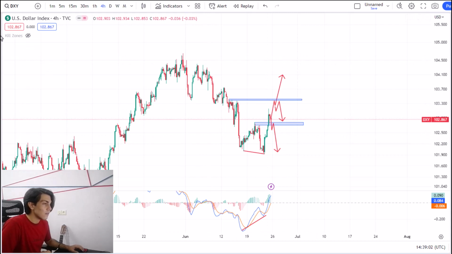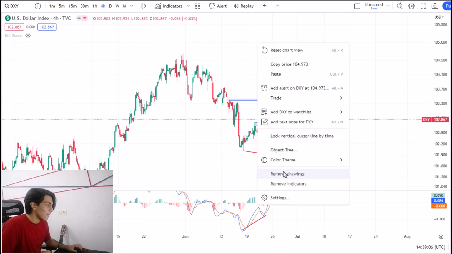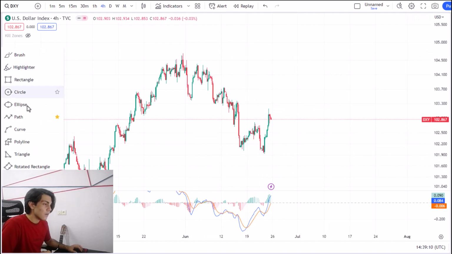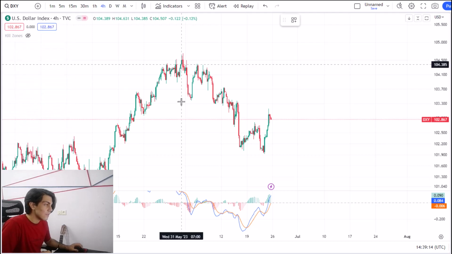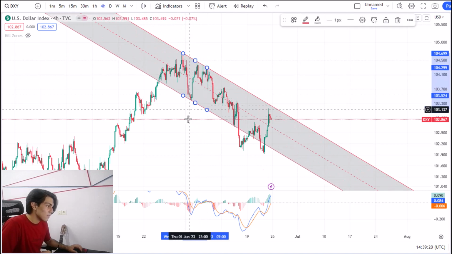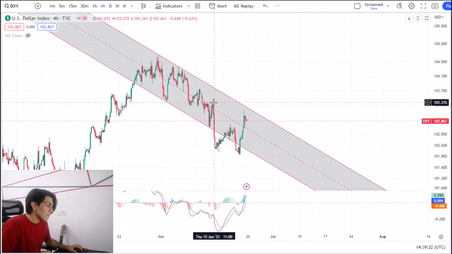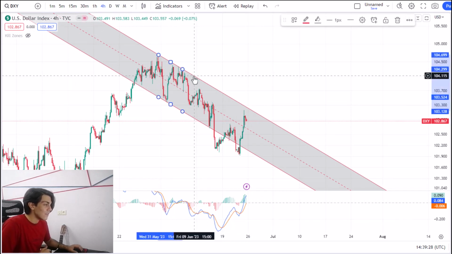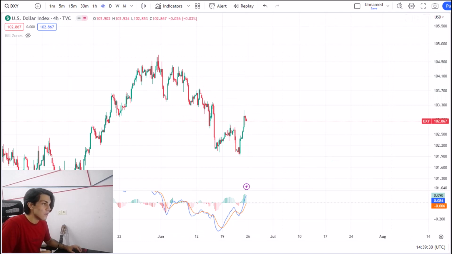And what I currently see, if I remove all of this drawing, is a channel. This channel is broken, I'm afraid, or not. Yeah, this channel is broken from the downside, but the pullbacks didn't work, so this means that it is not in a good position.